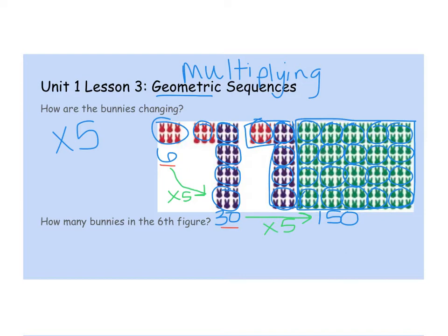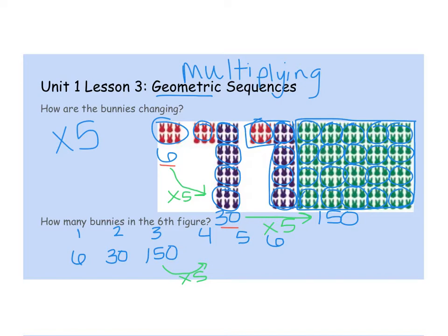To figure out the 6th figure, that 6th picture, you could keep multiplying. I like to do the table, and I talk about using your fingers too. In the first picture, there are 6. In the second picture, there are 30. In the third, there are 150. We're going to go all the way to the 6th picture. I know that we're multiplying by 5, so I'm going to take out my handy-dandy calculator, and I'm just going to multiply by 5.